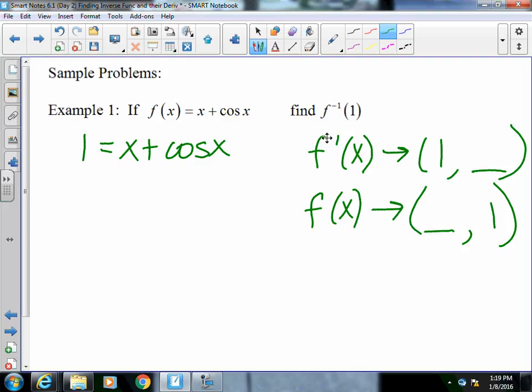1 equals x plus cosine of x. What angle plus its cosine value equals 1? Well, x is 0. Think about that a little bit. Graph it if you have to, whatever it takes for you to find that answer. But if you think unit circle, you should be able to find it.